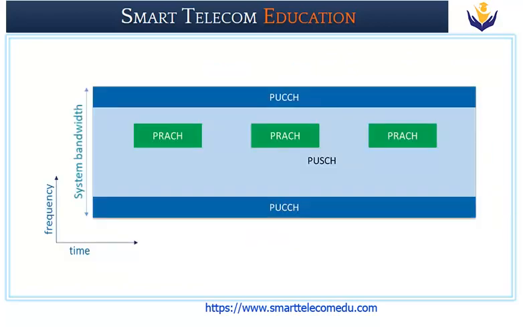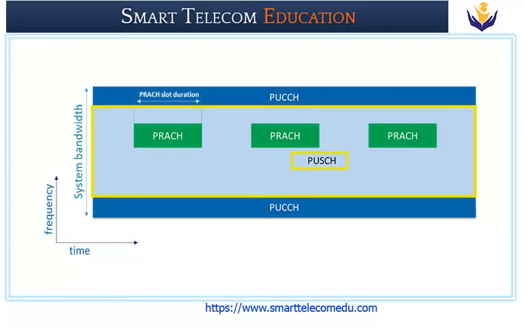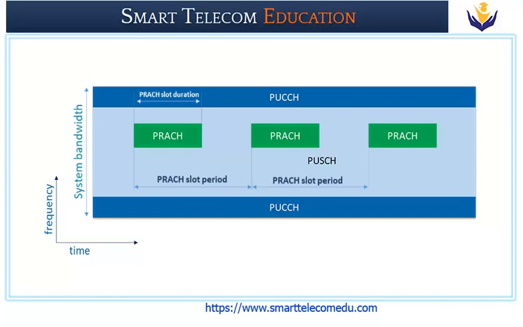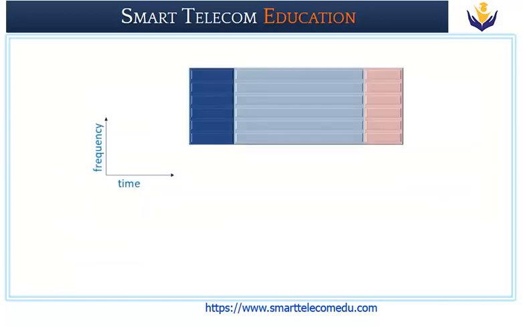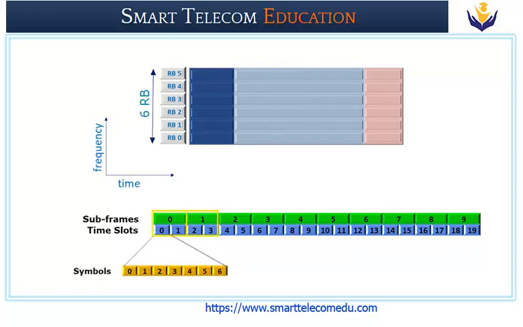The PRACH is time and frequency multiplexed with PUSCH and PUCCH. PRACH time frequency resources are semi-statically allocated within the PUSCH region, and repeat periodically. The PRACH occupies 6 PRBs in the frequency domain and in time domain occupies 1, 2 or 3 subframes, depending on the specific preamble format.